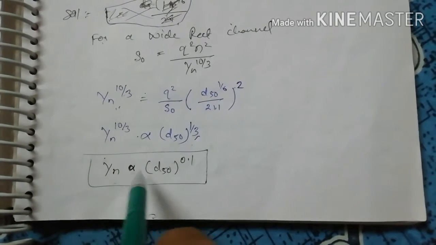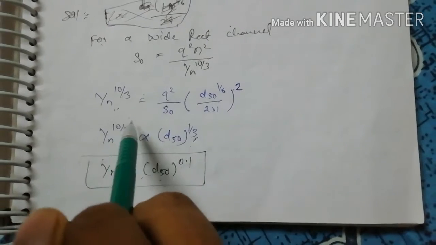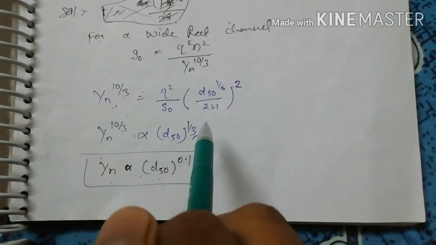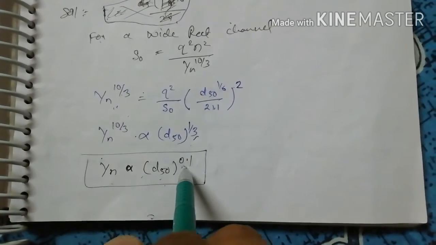Now yn is proportional to d50 to the power 0.1. Here if we multiply by 3 by 10 here and 3 by 10 here, then we will get 1 by 10 here, so 1 by 10 is written as 0.1.